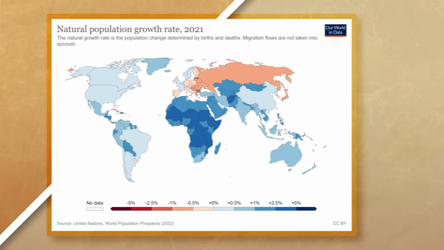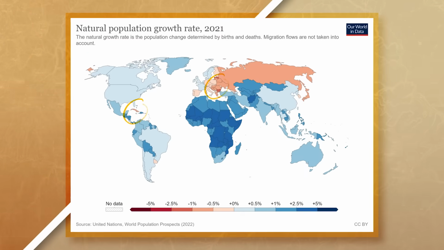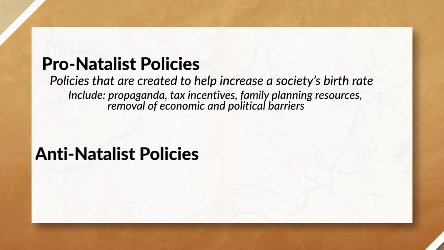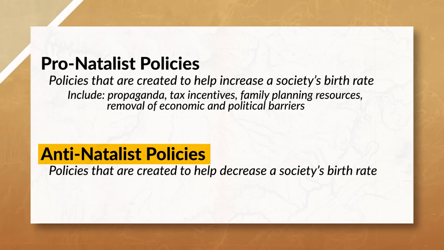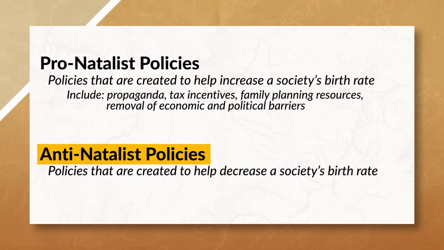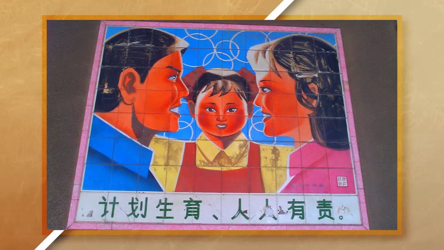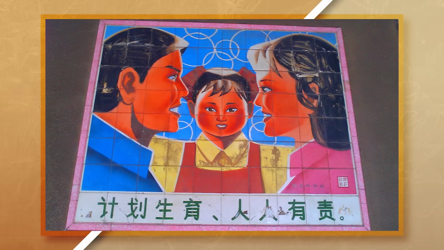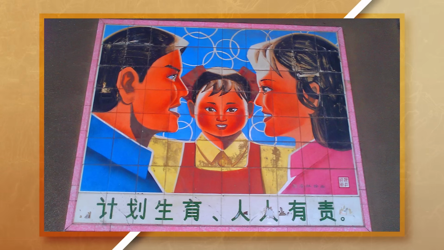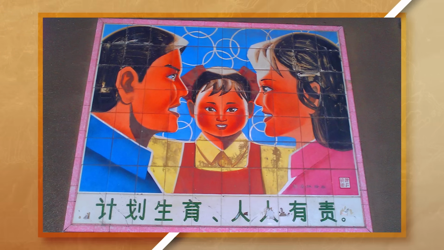These policies are typically implemented in a country with a low or negative NIR. On the other hand, we also have countries that have a high NIR, where we can see the implementation of antinatalist policies, which seek to reduce the amount of births in a society. For example, China's one-child policy, which set limits on the amount of children individuals can have. This was a controversial law and was put in place to prevent overpopulation from occurring.